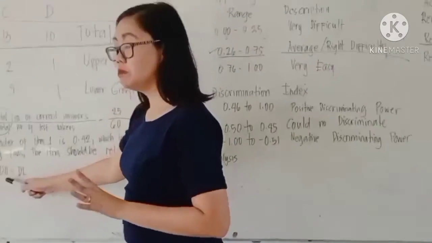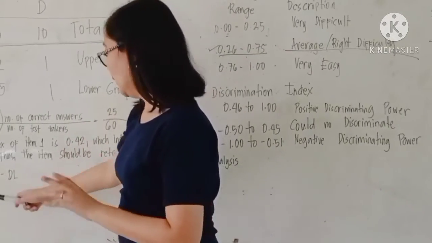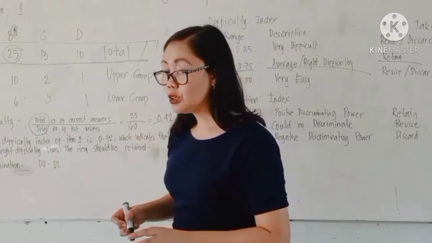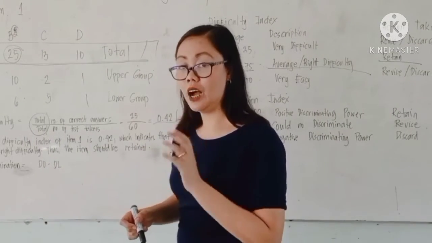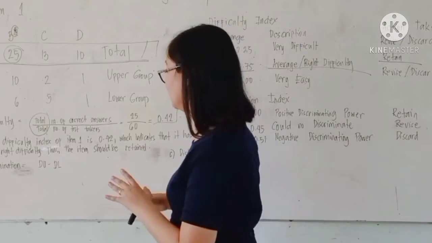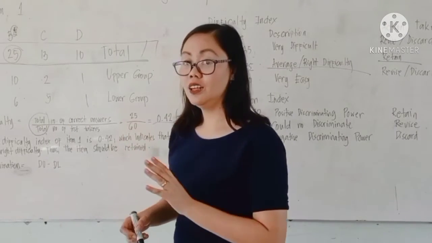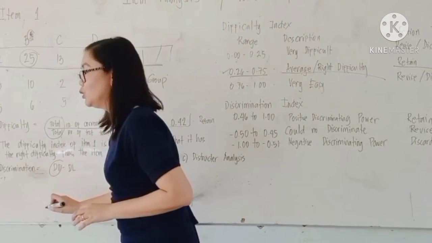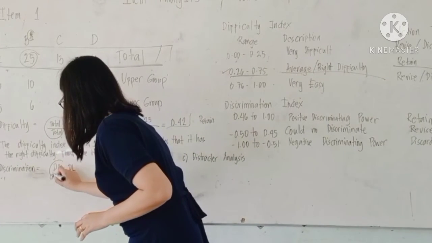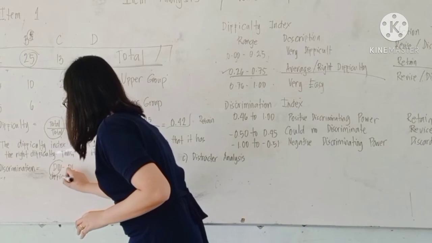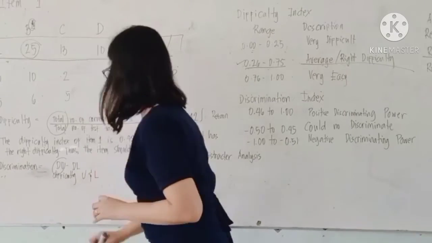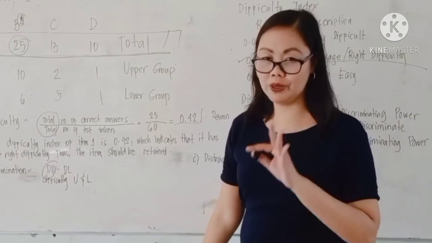DU minus DL. What is DU? DU refers to the difficulty index in the upper group minus the difficulty index in the lower group. So meaning, itong DU na to, you have to compute for the difficulty sa upper and lower group. Yun ang una mong operation.